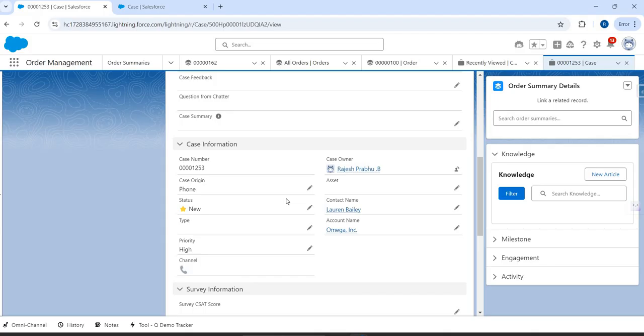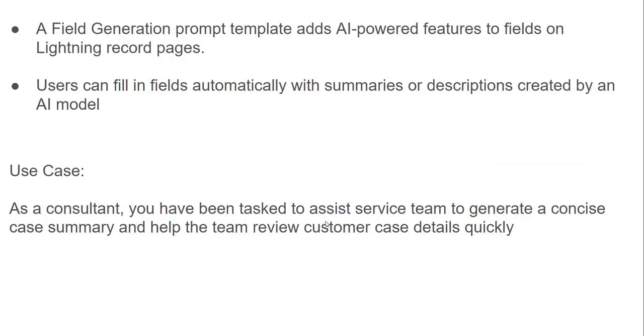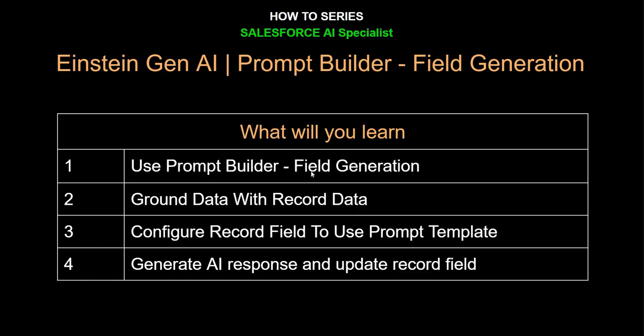So that as a service team member, I can quickly look into the summary of the case and assist the customer in a much more efficient way. That's what we're going to implement using AI. What you will learn is how to create a prompt builder of the field generation type, ground data with record data, and configure or turn a field into an AI enabled field. Let's also see how we can read the response from AI and then update the record field.